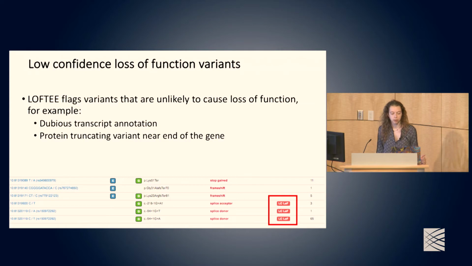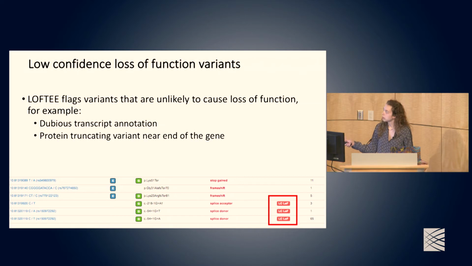So this is what the low confidence loss of function variants. We use LOFTEE, which was developed by Konrad Karczewski, to look at loss of function variants and determine if there's any concern about it causing loss of function. So an example is that nonsense variant in an exon that wasn't included in any of those transcripts. Often those exons are not well conserved, and so we find those and call those dubious transcript annotations. We're not sure those are real loss of function.